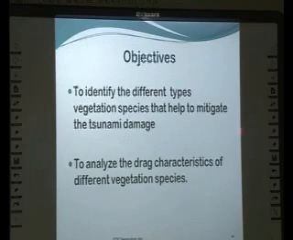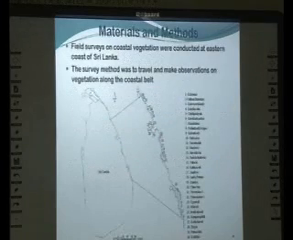Therefore, the objectives of the present study were, first, to identify the different types of vegetation species that help to mitigate the tsunami damage, and second, to analyze the drag characteristics of different vegetation species. In order to achieve these objectives, we did a field survey at the eastern coastline of Sri Lanka. Altogether there were 30 locations. The survey method was to travel and make observations at each and every location. So we traveled to each and every place and identified the possible coastal vegetation that we can establish at the coastal areas.